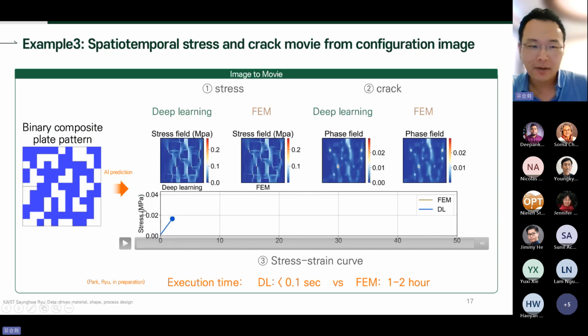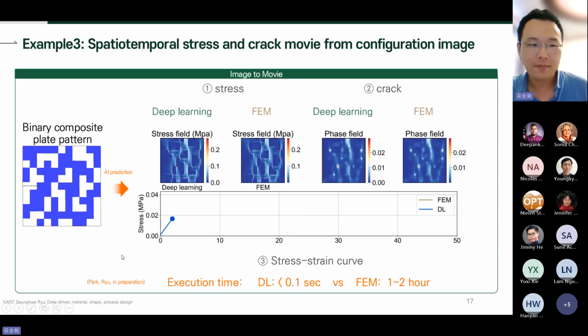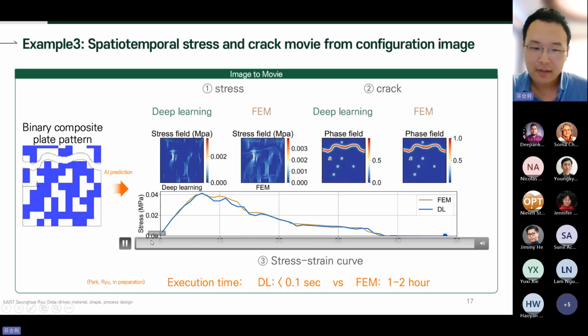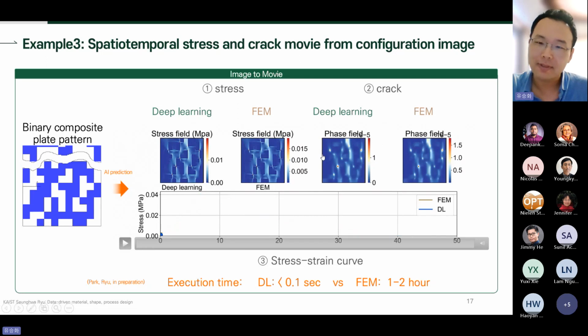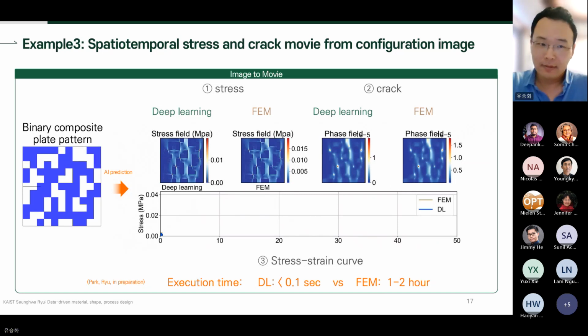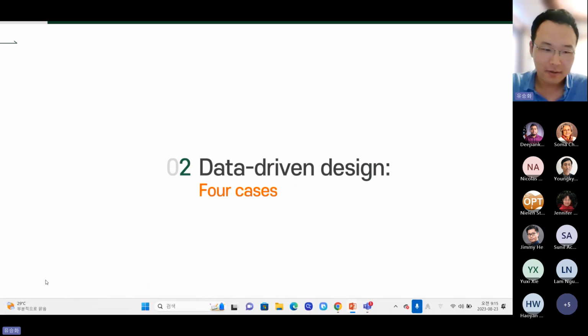One of the examples that I also want to show you is replacing FEM. If we run an FEM simulation of this crack propagation and train the AI model properly, without running FEM we can predict the stress distribution and the correct phase field propagation using a deep learning model. Performing FEM takes 1 to 2 hours for this example, but deep learning takes less than 0.1 second. This means that if we want to optimize something based on the stress field and crack propagation, we can utilize the deep learning model for really fast exploration of the design space. Okay, so this is the role of AI.